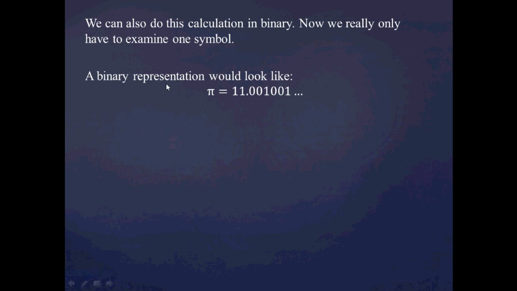And just to introduce you to what a binary representation is going to look like, pi in binary looks like this. And as soon as you see this, don't read this as 11, because it's not 11. There is no 11 in binary. You should read it as 1.001001. We only have 2 symbols in binary, just ones and zeros, and there is no 11.